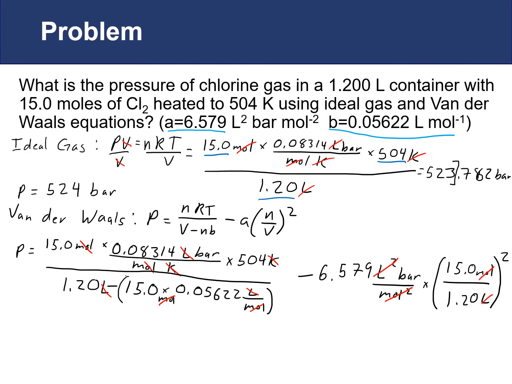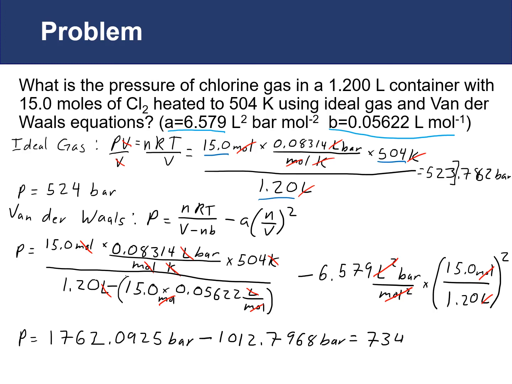In order to do addition or subtraction, your units have to agree. On the left-hand term, we have bar. The right-hand term, we also have bar. If you carefully plug this into your calculator, your pressure is going to equal, the left-hand term would be 1,762.0925 bar. Then we're subtracting the second term, which would be 102.7968 bar, which gives us 734.1237.